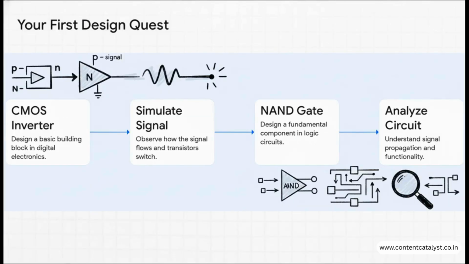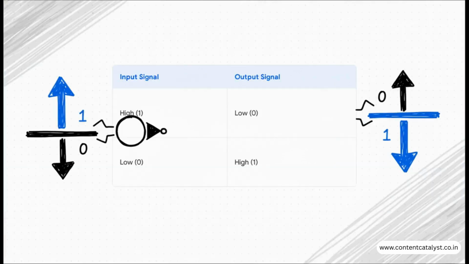Think of this like your first design quest. You'd start with something fundamental, like a CMOS inverter. Then, in the software, you hit Simulate, and you can literally watch the voltage levels change, see the logic flip from one state to another. It's like watching the circuit think in real time. Once you've got that down, you can level up to something like a NAND gate and really start to analyze how these pieces work. So, what the heck is an inverter anyway?